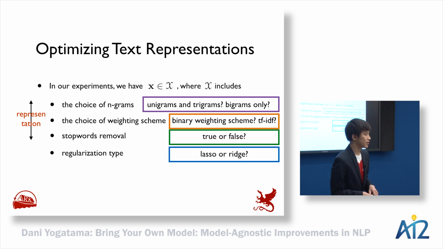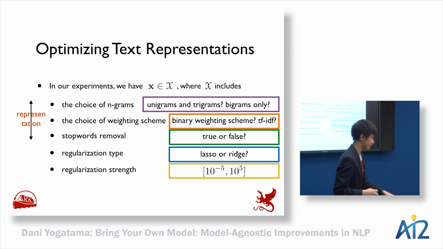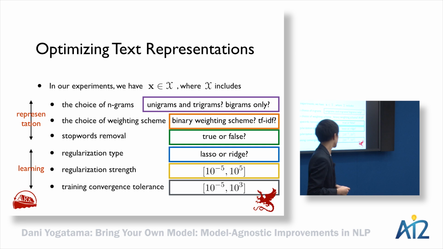So we're going to decide what's the best regularization function to use for this particular data set. We're also going to choose the best regularization strength. This would be like choosing a number from an interval of real numbers. And we're also going to use convergence tolerance, which we hope serves as a proxy for how long we should train the model. So this is also like choosing a number from an interval.